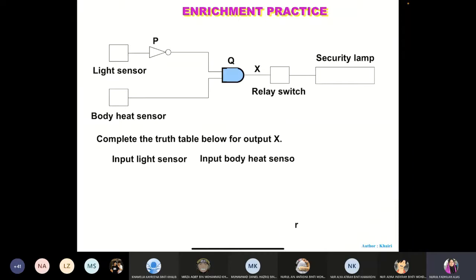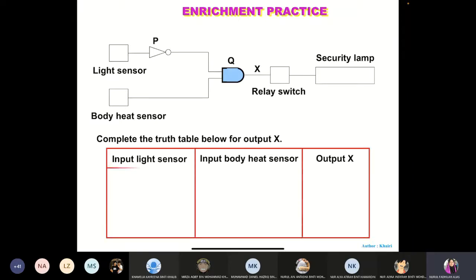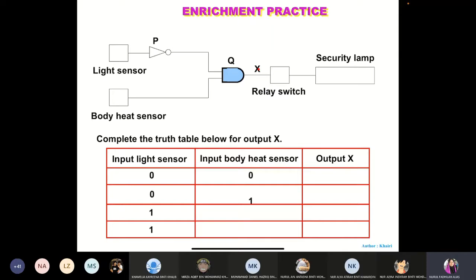Now complete the truth table below for output X. Where is X? So here is X. We want to know what is the result at X. Okay, so given this input. So you are given the inputs here. Right, so write down the output.